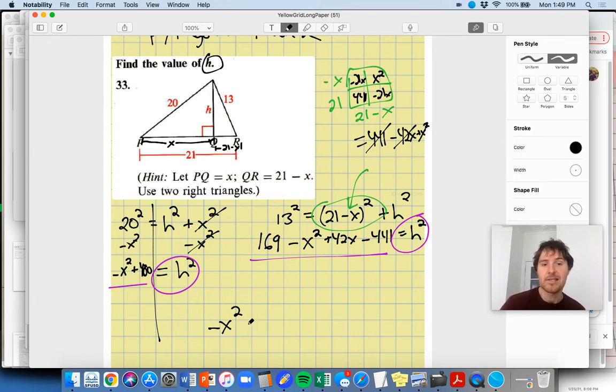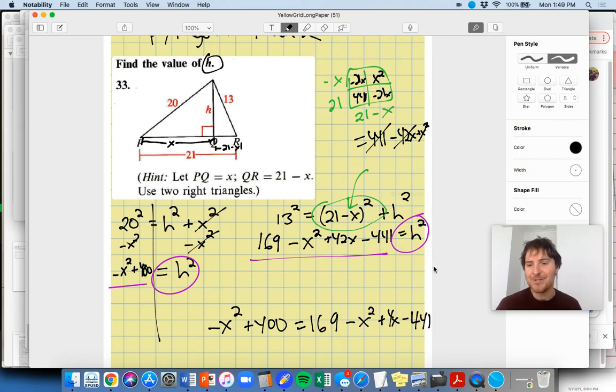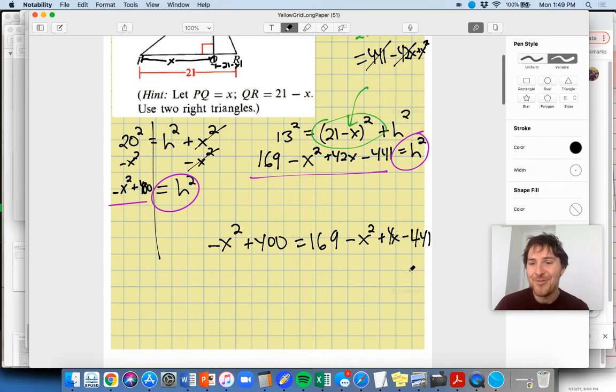Negative x squared is here, plus 400, right? That was just that 20 squared originally. Man, 20 squared is so much easier. That equals 169 minus x squared plus 42x minus 441. So we need to start combining like terms and solving for x. Man, this is actually a really hard problem. Dang. Okay, this is definitely a challenge here.